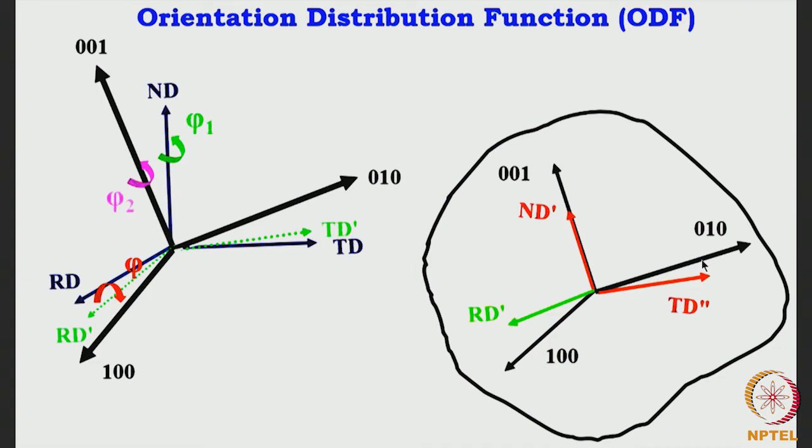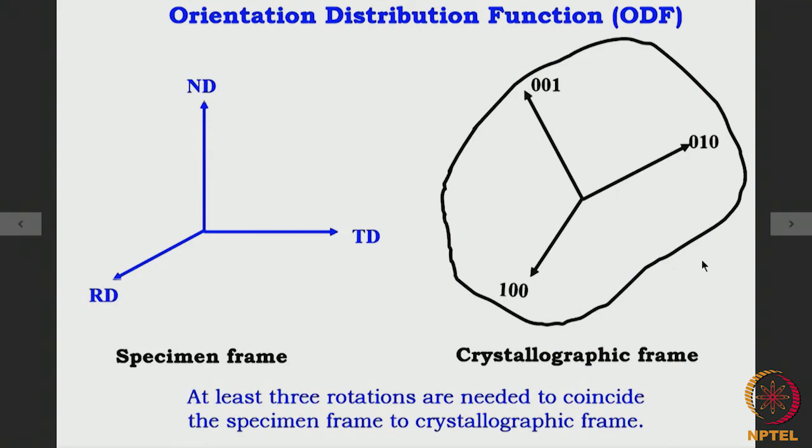There have been other people also who suggested other types of rotations, but most of the crystallographers throughout the world follow Bunge's method. So, if we now talk about the orientation of grain number 1, this is the crystallographic frame of grain number 1. We wanted to make this crystallographic frame coincident with the specimen frame, and according to Bunge, we have to have a series of three rotations, phi 1, phi, phi 2. The values of phi 1, phi, phi 2 denote the orientation of this grain number 1.